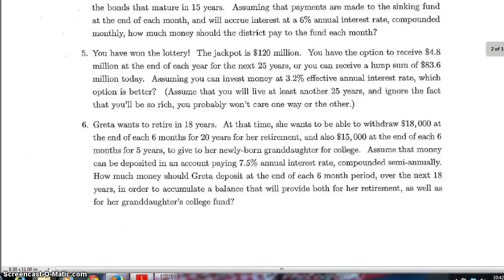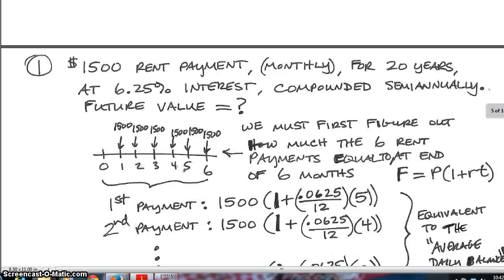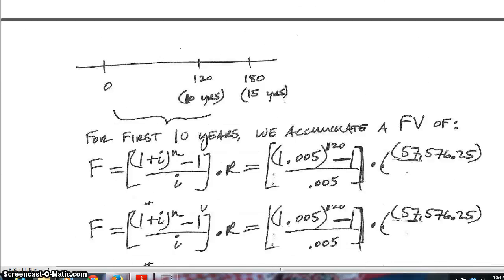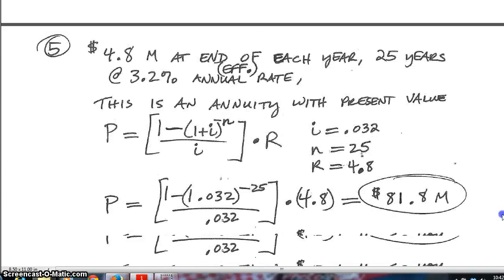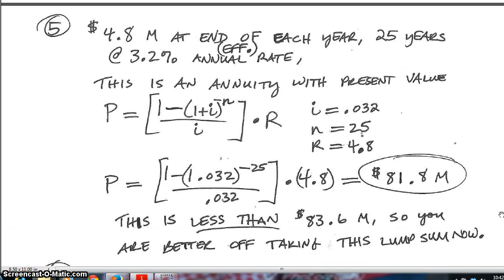So let's look at these two. Okay, 4.8 million at the end of each year for 25 years. This is an annuity. What we have to do is figure out the present value. What's the present value of all those future payments? And then we'll compare that to the 83.6 million. That's really the problem: you want to compare the present values of the two payment streams. One of them is just a single payment, the other is a payment stream. But you compare the present value.